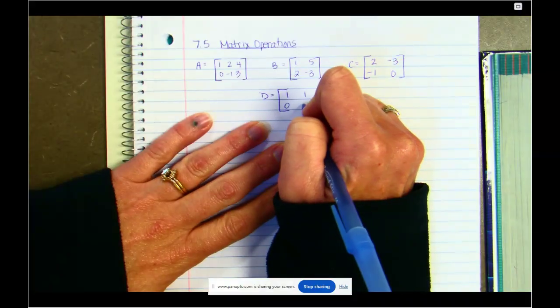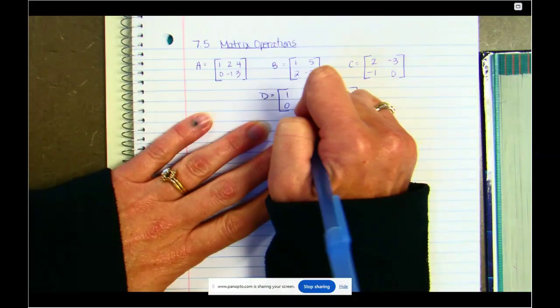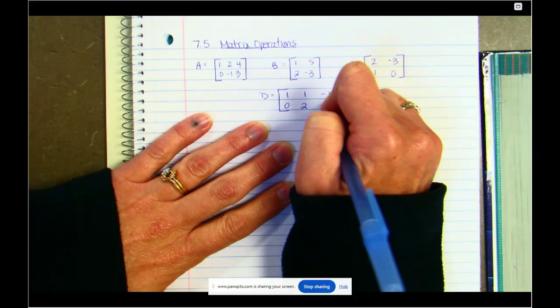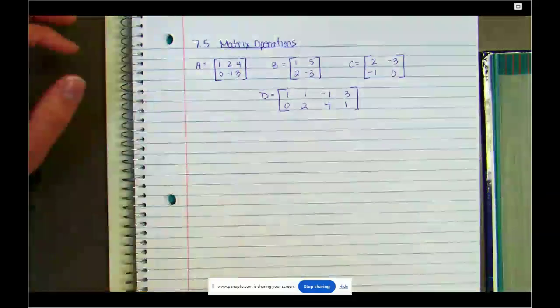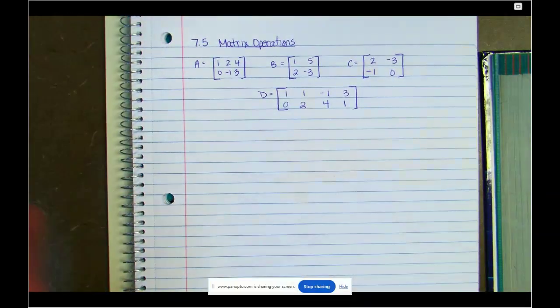Trying to make these decent numbers. 2, 4. Okay. So I want you to write these down. My paper isn't going to last long. You'll need to be able to refer back to them because I'm going to turn the page in not too long.